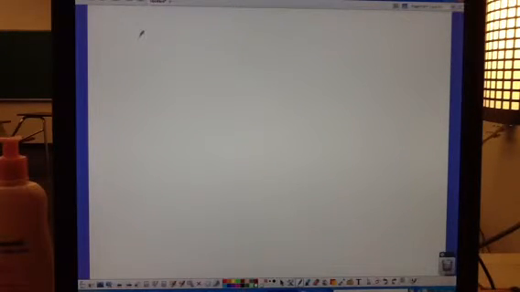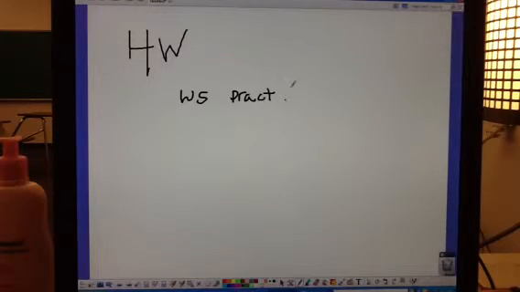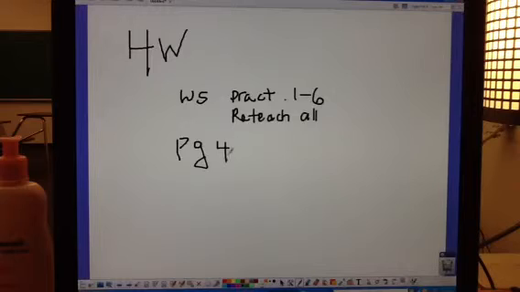So again, here, I'll put this up here. The homework for tonight, let's use a black pen. So the homework for tonight will be the worksheet, and on the worksheet, you need to do the practice side, and on the practice side, you're doing problems 1 through 6, and then on the reteach side, you're doing the whole thing. So on the reteach side, you're doing all of them. And then in the book on page 42, I would like you to do 1, 7, and 11. And those are, so objective 1 is the problem number 1, and then objective 2, you're doing problems 7 and 11.